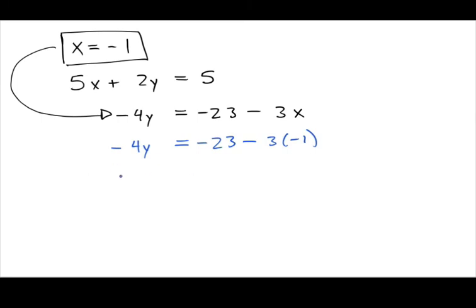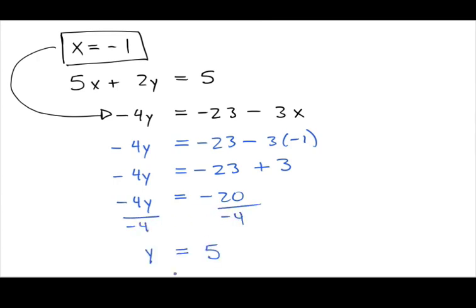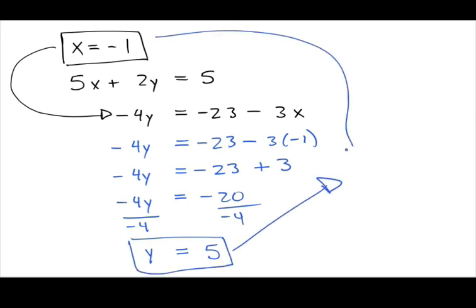Now I'm going to multiply that out, collect my like terms, divide by negative 4, and we get y equals 5. So my solution, just like when we graphed, the solution is an ordered pair, and it's the point negative 1, 5.